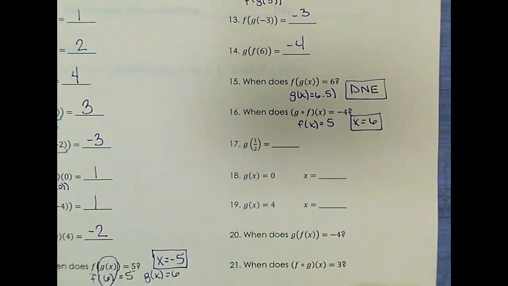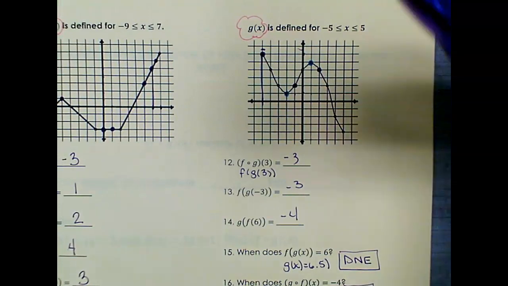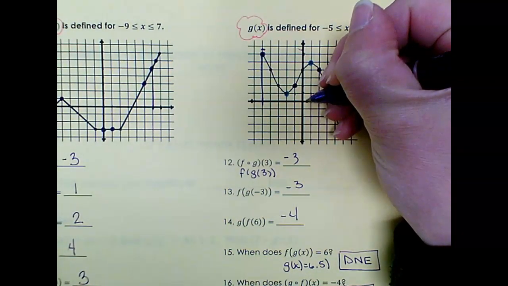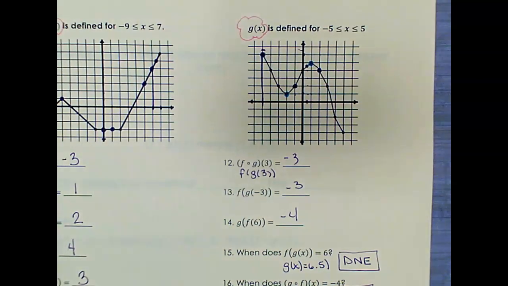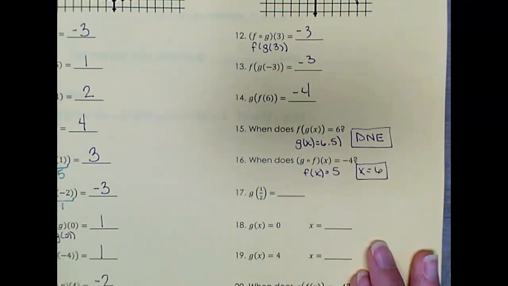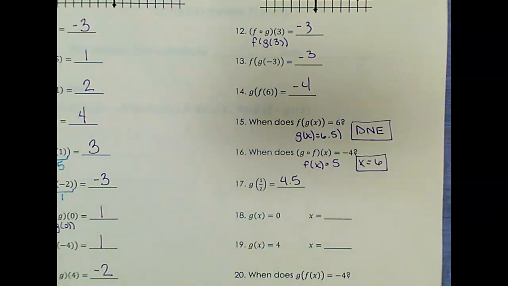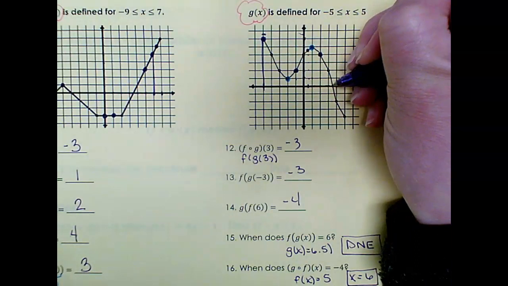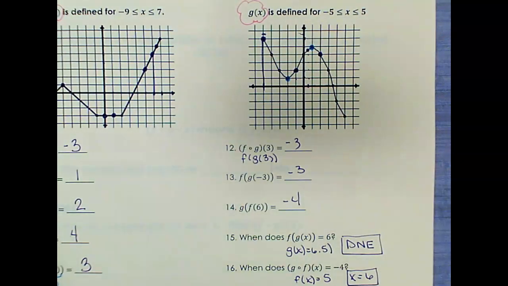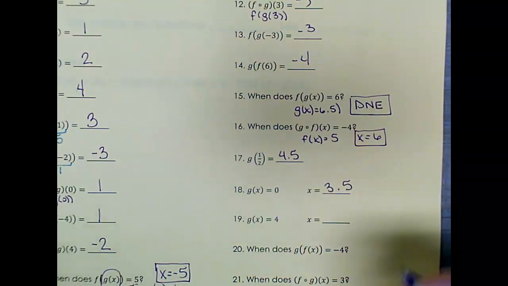So finally, I'm asked to find g of 1/2. Well, g of 1/2 would be about right here. So I go up 1, 2, 3, 4.5-ish. I'm asked to find where g of x equals 0. So g of x equals 0 is right here. That's at 1, 2, 3.5. And pause your video and try the last 3.